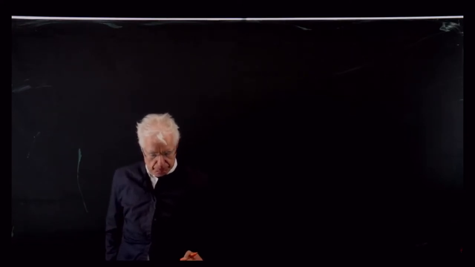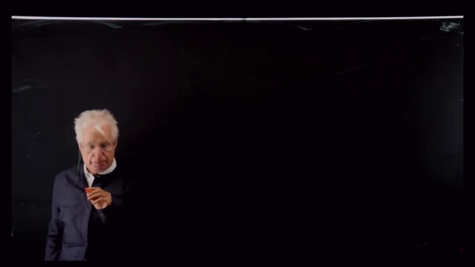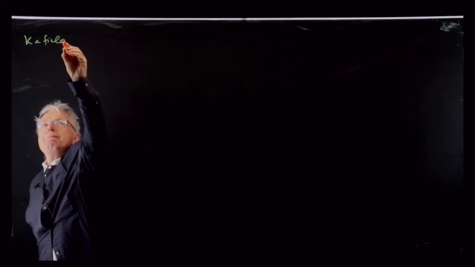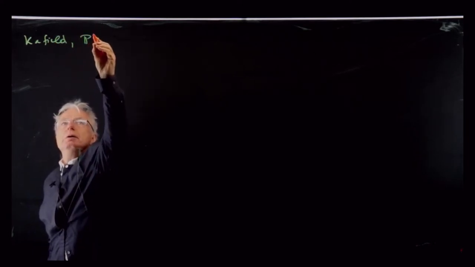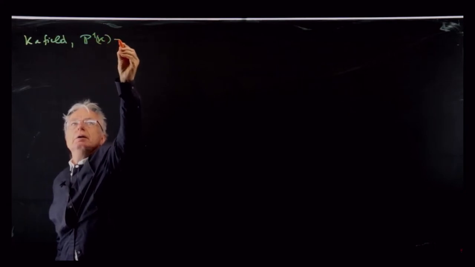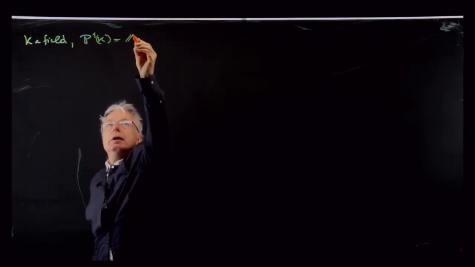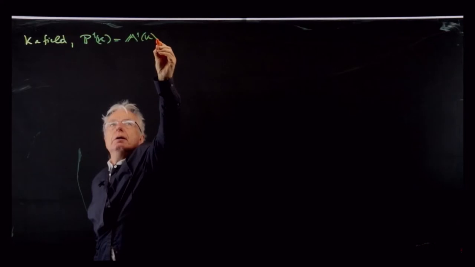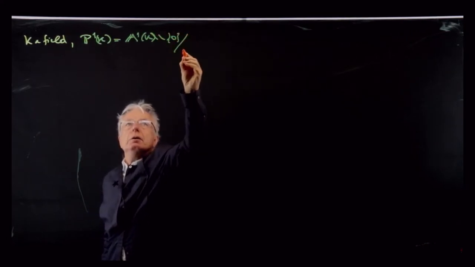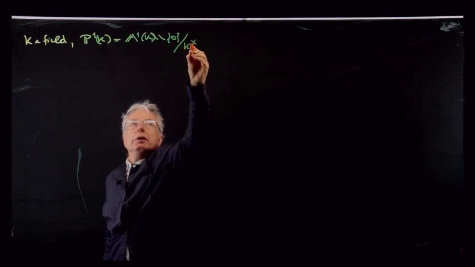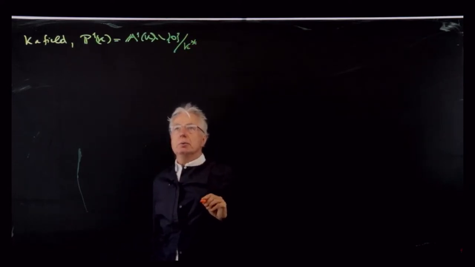So we will work both over the reals and the complex numbers. So let K be a field. P1K will be A1K minus 0 mod K star, the projective line.